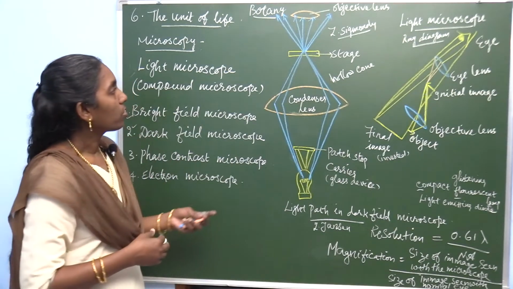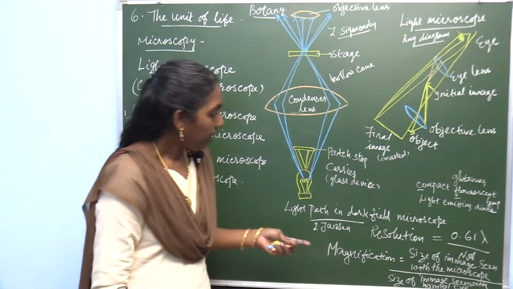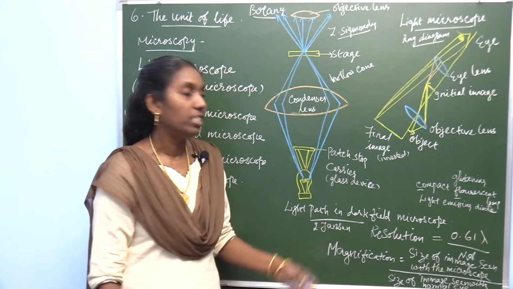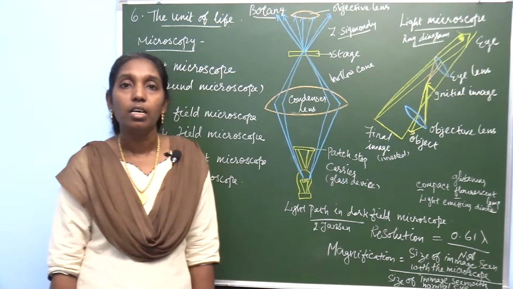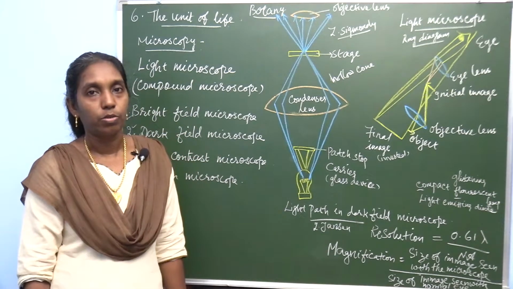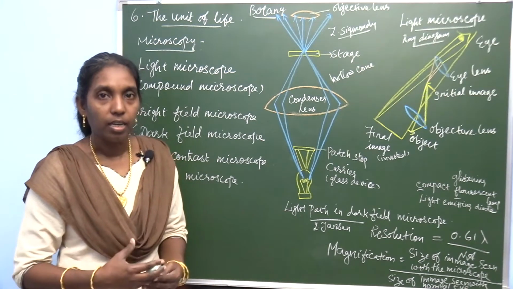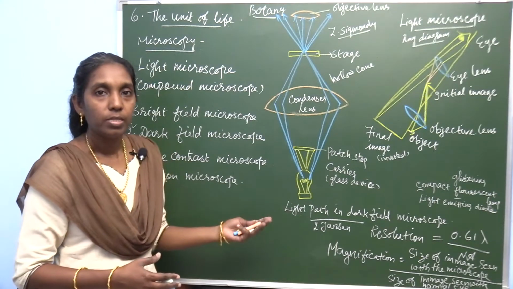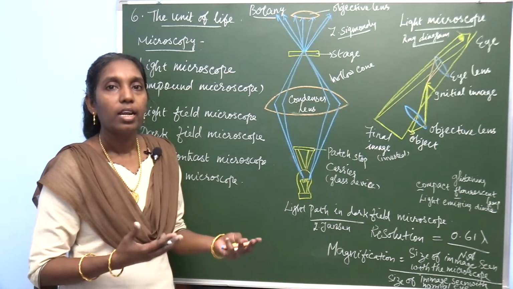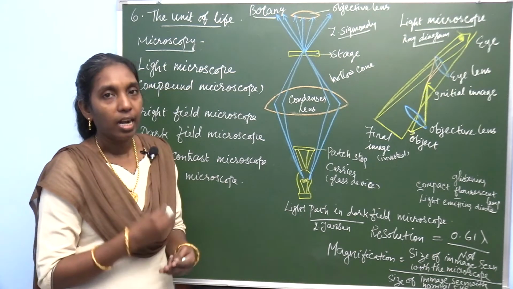The compound microscope or light microscope was invented by Zacharias Janssen. Janssen was the person who invented the compound microscope, which works with a number of lens systems. So the microscope works with a lens system, using the properties of the lens system and the light.